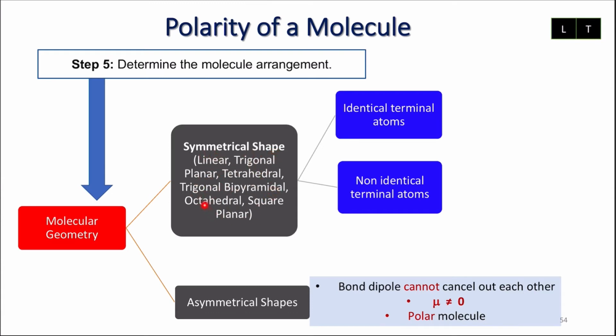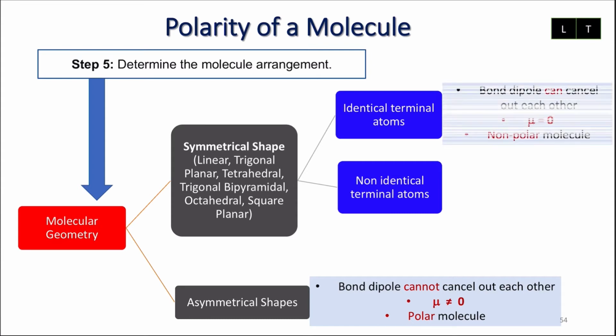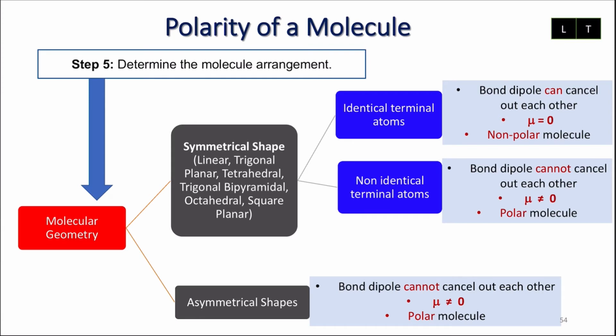Kalau kita ada symmetrical shape for the molecule, contohnya macam linear, trigonal planar. So kalau nampak, ini semua adalah basic shape. So basic shape is one of the symmetrical shapes. Termasuklah square planar. Sebab square planar dia ada dua lone pair, hanya ada 4 bonding pair. So dia boleh cancel out juga. So bila kita dah tahu dia dalam bentuk symmetrical shape, kita kena lihat juga terminal atoms. Kalau identical terminal atoms, kita boleh conclude dia adalah non-polar molecule sebab dipole moment is equals to 0. Sekiranya dia adalah non-identical terminal atoms, the molecule is polar because dipole moment is not equals to 0.